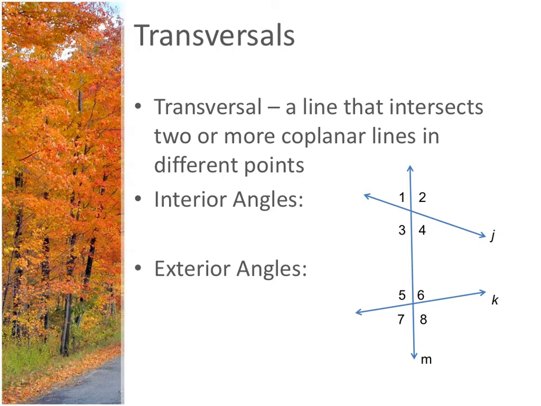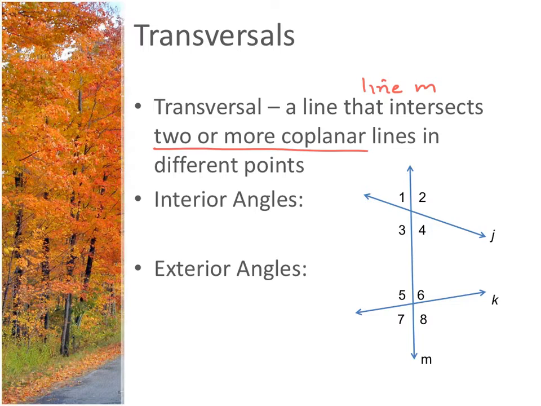Another vocabulary word. This time we're going to see the word transversal. And a transversal is a line that intersects two or more coplanar lines in different points. So in this figure here, line M is my transversal. So specific to this diagram, line M is the transversal. The two or more coplanar lines would be line J and K.